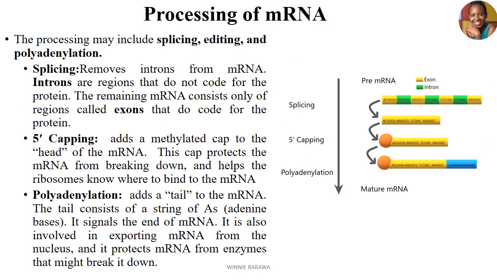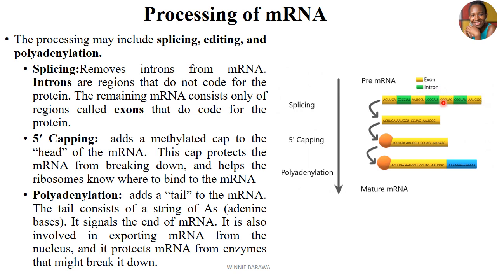Here we are explaining in detail what the splicing, the editing, and the polyadenylation entail. In the splicing process of our messenger RNA, we are told that splicing involves removal of introns from the messenger RNA. Introns are regions on our messenger RNA that do not code for proteins, while the remaining messenger RNA will be purely what we call exons, and exons are the regions of the RNA that are responsible for coding for the proteins. In short, we remove areas that don't code for any protein and remain with the areas that will code for proteins.